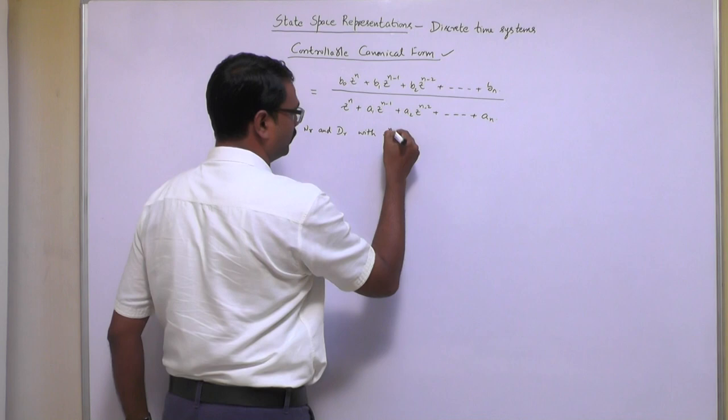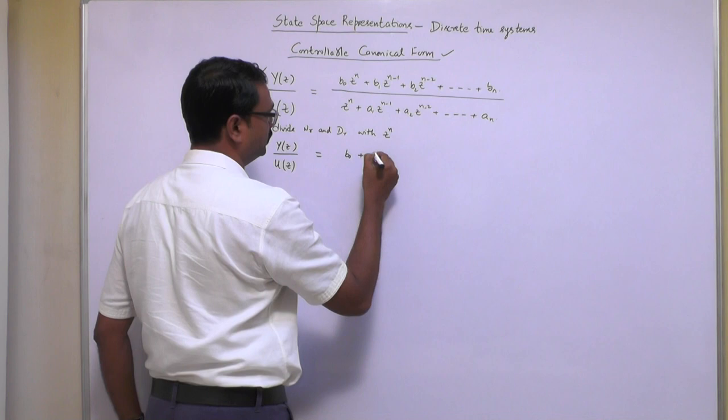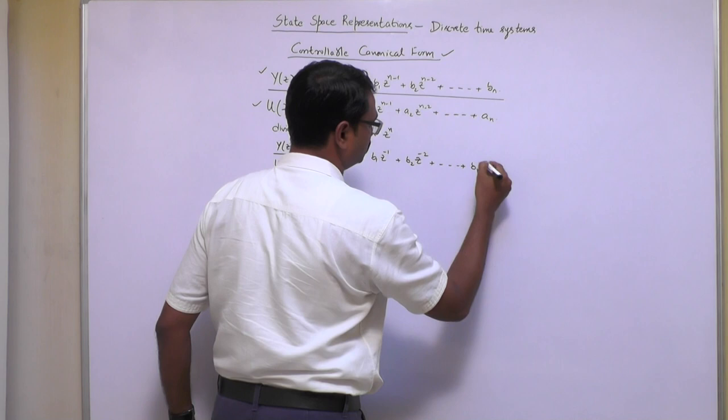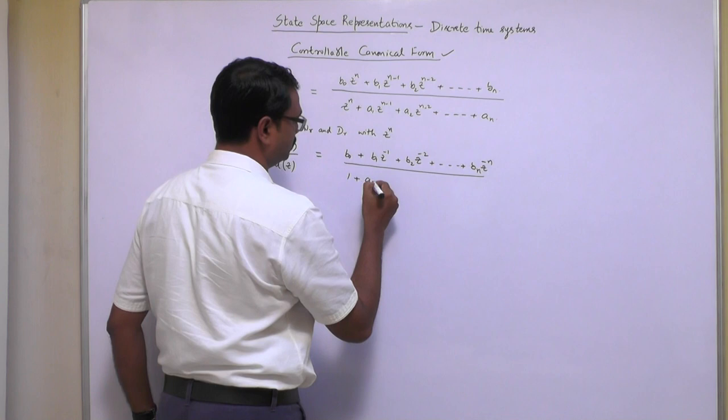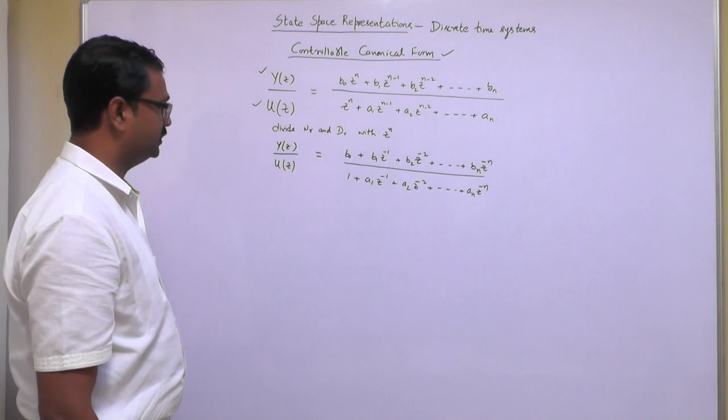When we are dividing numerator and denominator with z^n, we have Y(z)/U(z) as (b0 + b1 z^-1 + b2 z^-2 + ... + bn z^-n) / (1 + a1 z^-1 + a2 z^-2 + ... + an z^-n). This is the equation which we will be getting, and divide once.